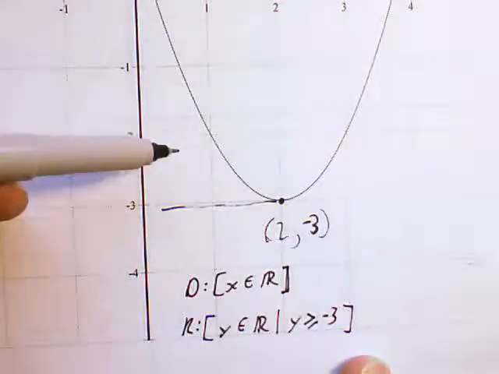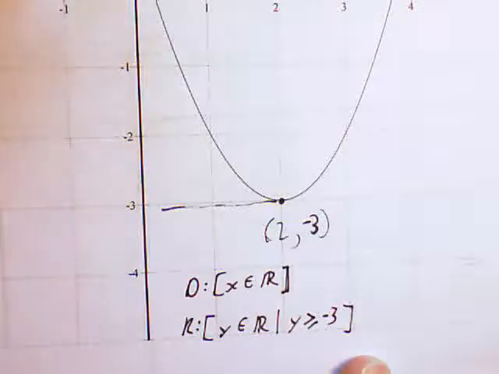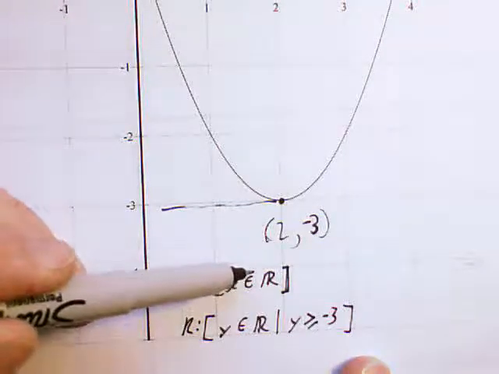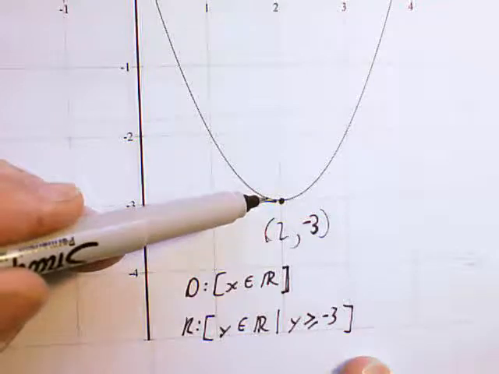So it can be -2, -1, 1, 2, 3. It just can't be -4. It can't be anything below this -3.